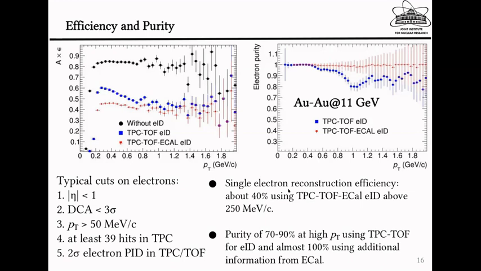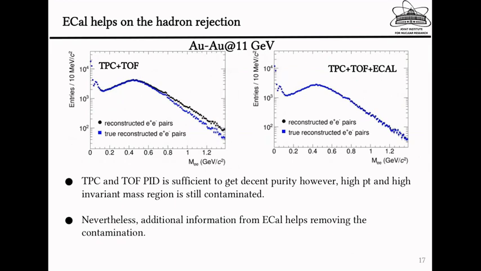To flaunt again the capability of ECAL in getting rid of hadron contamination, I show you the invariant mass distribution of e+e- pairs, both reconstructed and true reconstructed, for TPC plus TOF on the left and TPC plus TOF plus ECAL on the right. It is very nice to see that at high invariant masses, ECAL does a very good job and gets rid of the contamination very well.